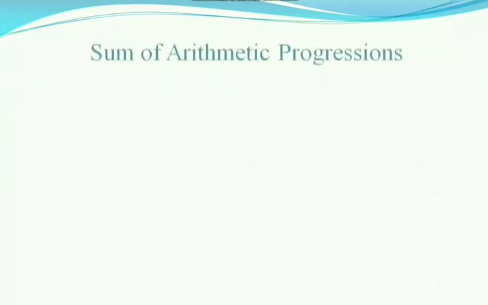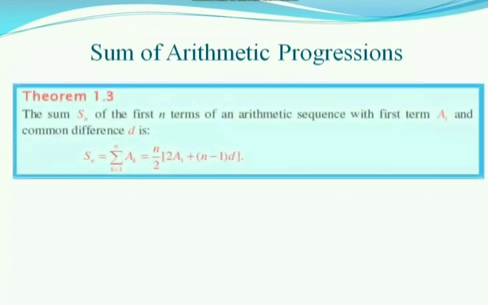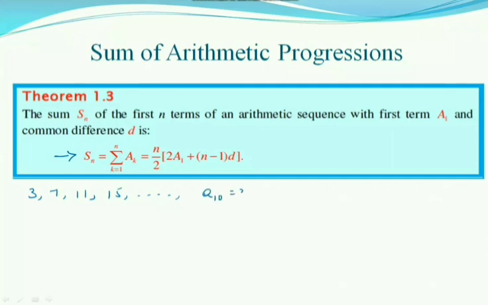The other thing is, here I will tell you about the formula for the sum of the arithmetic progression or arithmetic sequence. Let me take again the previous example: 3, 7, 11, 15, and so on. Obviously, this is an arithmetic sequence. I told you that the 10th term is 39.